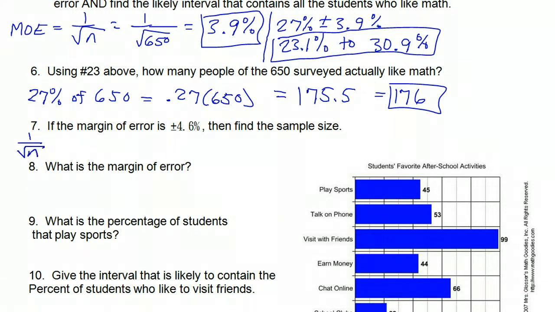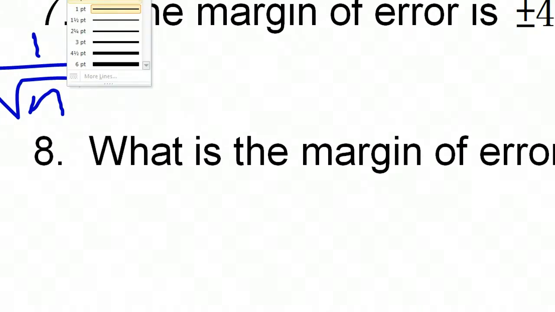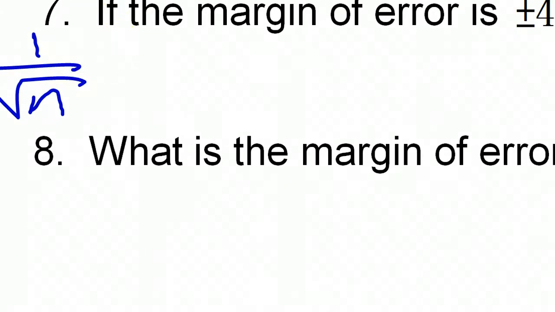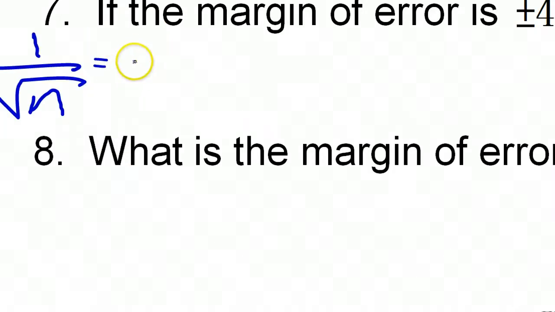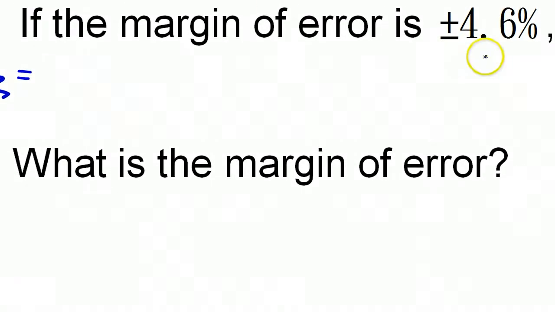Let me zoom in. Okay, so 1 over the square root of the sample size should equal this margin of error they got for us, 4.6%. I'm going to write that 4.6% as a decimal. So if I convert this back to a decimal, this would be 0.046.